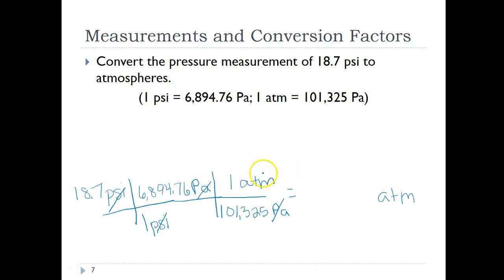So sig fig wise, 18.7 has 3 sig figs. This unit factor, the pascals per psi, 1, 2, 3, 4, 5, 6 significant figures, and the atmospheres in pascals also has 6. So I've got 3 sig figs, 6 sig figs, 6 sig figs. So my answer has the least amount, which is 3. So when I do my calculator, 1.27, sorry, I'm drifting, those all 3 need to be significant.